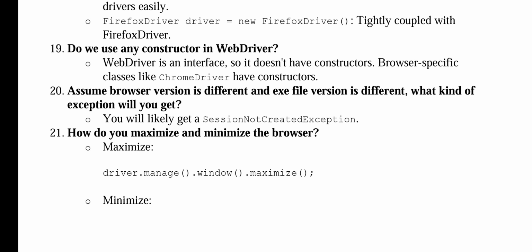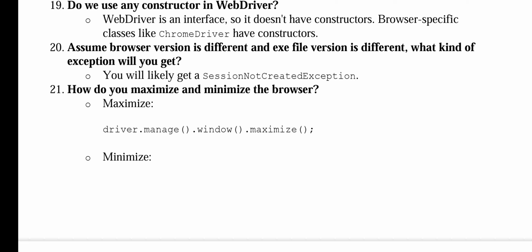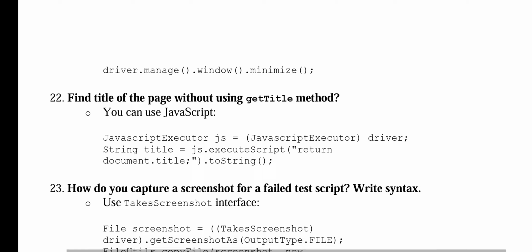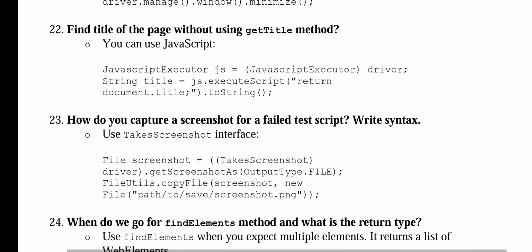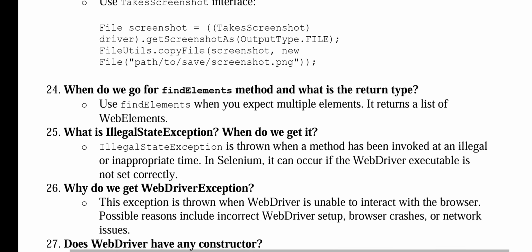Do we use any constructor in WebDriver? Assume the browser version is different and the exe file version is different. What kind of exception will you get? How do you maximize and minimize the browser? Can you find the title of the page without using the getTitle method? How do you capture a screenshot for a failed test script? Can you write the syntax?